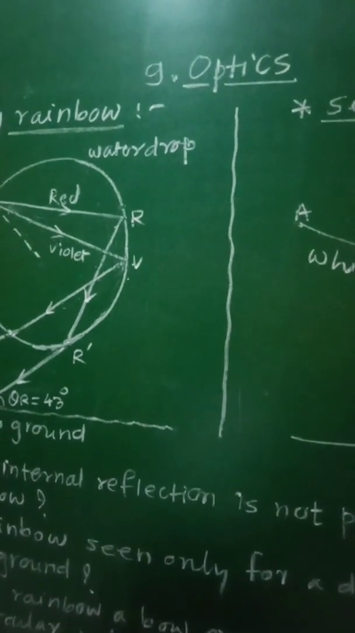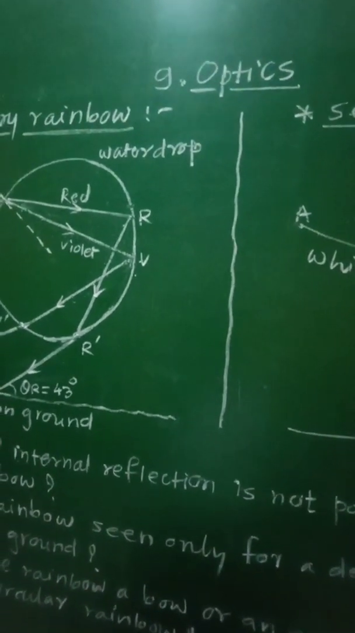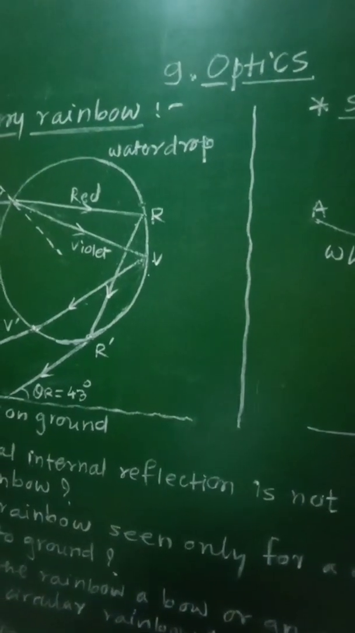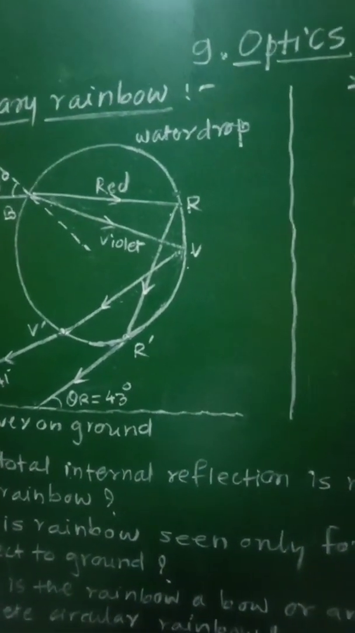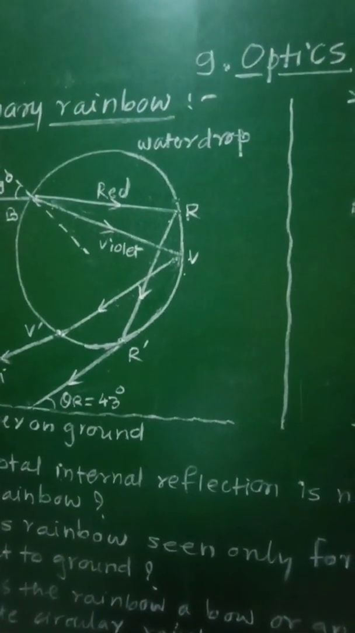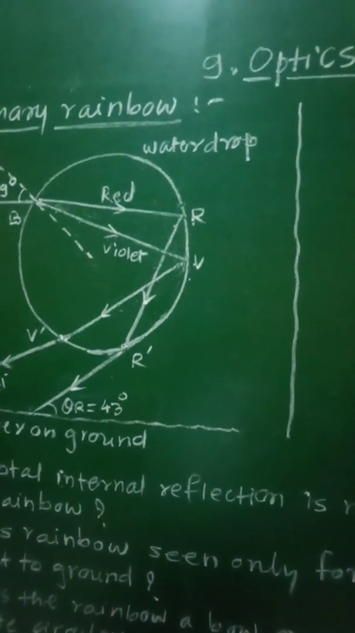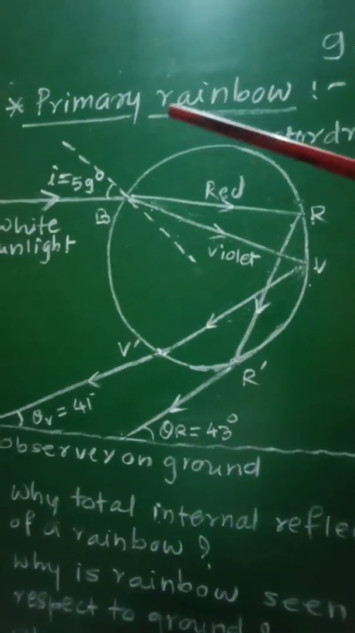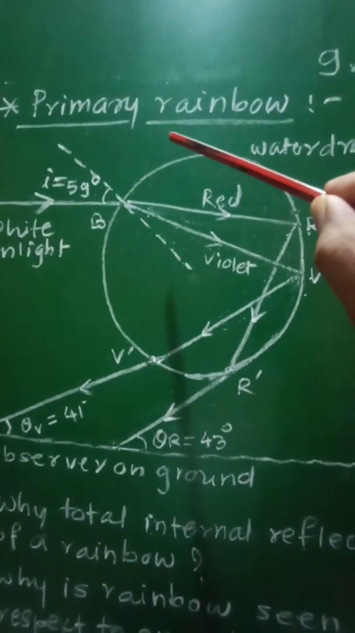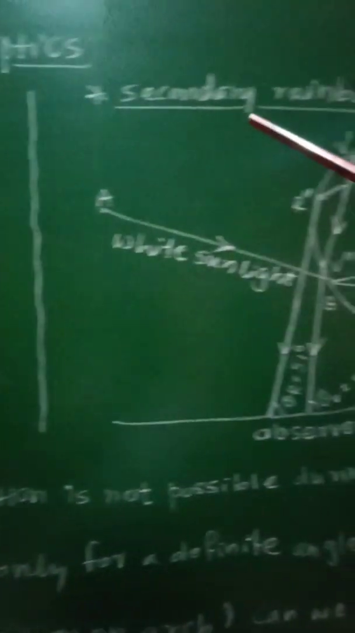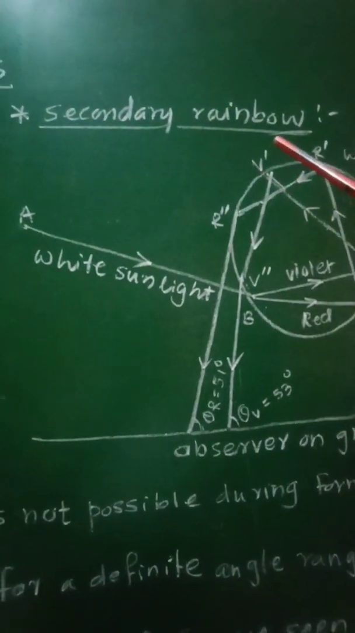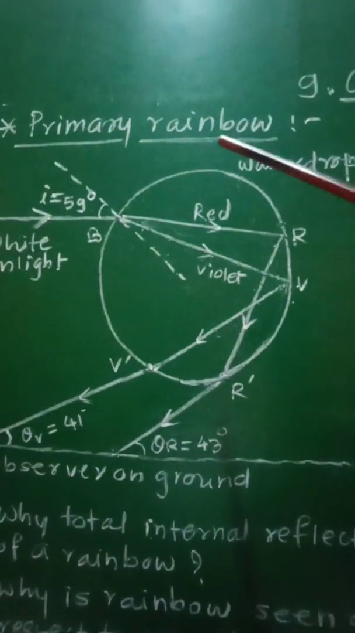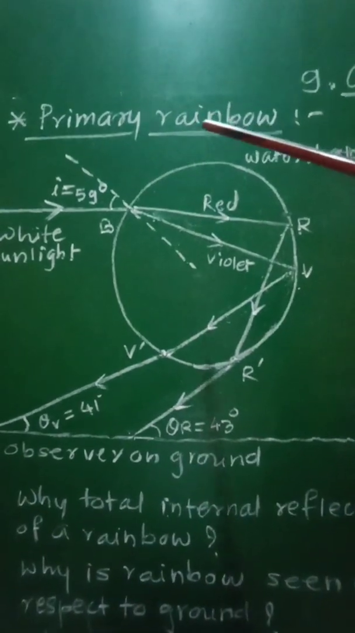Class 11th, subject physics, 9th chapter, optics. From this chapter, we have already studied the formation of a rainbow. Now let us see different types of rainbow and how they are formed. The first one is the primary rainbow and the second is the secondary rainbow. Let us see the formation of the primary rainbow.